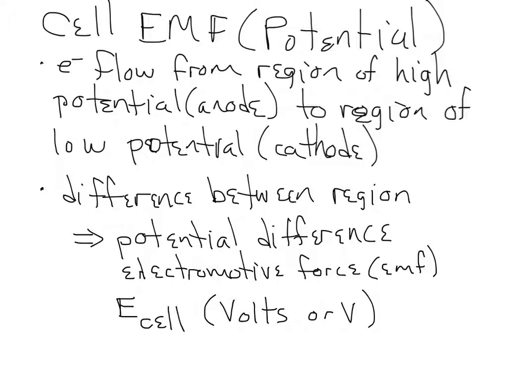Now, because this will come up a little bit later, 1 volt is the same as 1 joule per coulomb. So joules is a unit of what? Energy. So you can get excited about the fact that we're going to relate cell potentials to energy, which we just finished talking about in chapter 19.